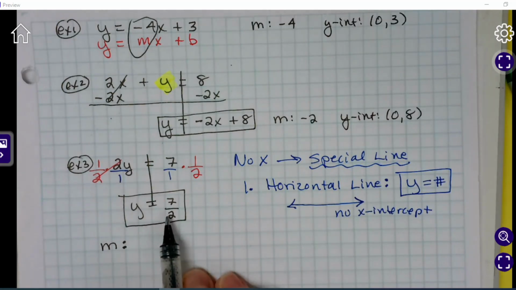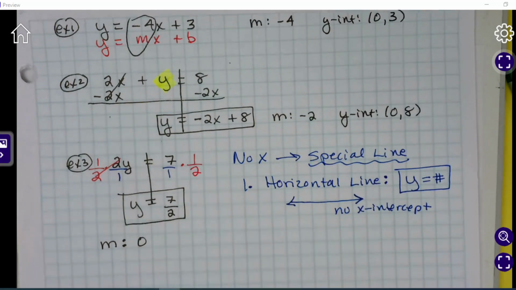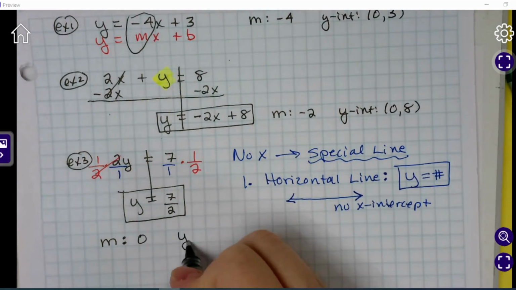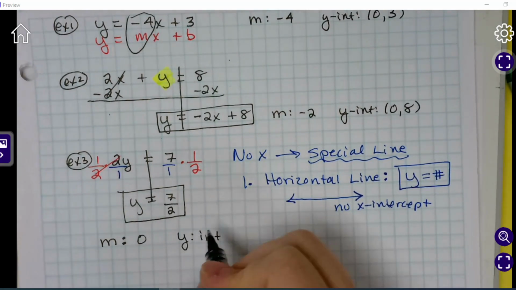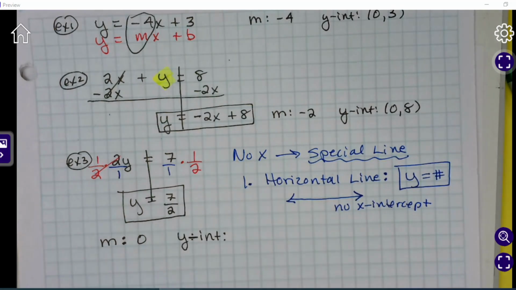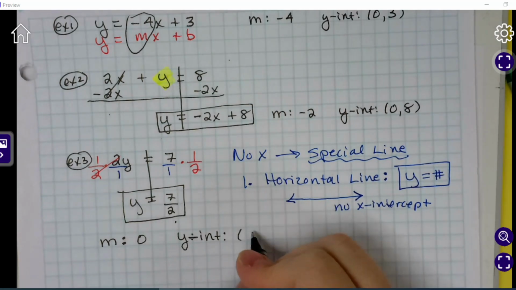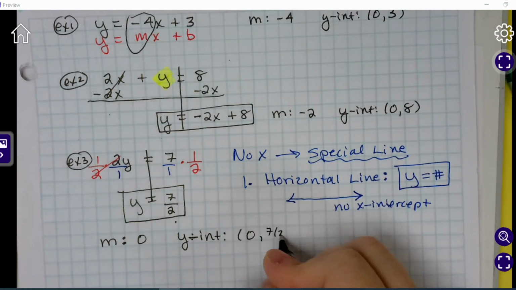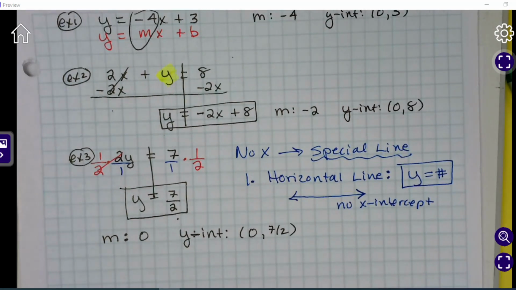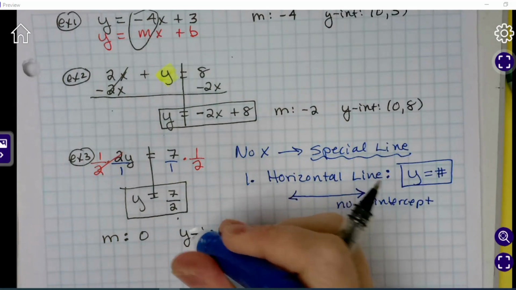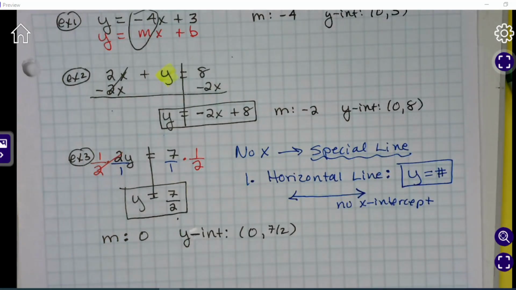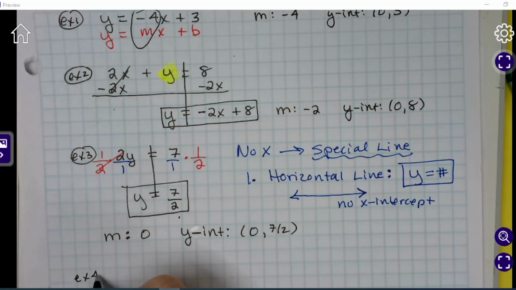Because you know this is a horizontal line, you know it has a slope of 0. For the y-intercept, the number here is where it crosses the y-axis. So the y-intercept is (0, 7/2). All right, that's the first of our special lines. Here's the second one.